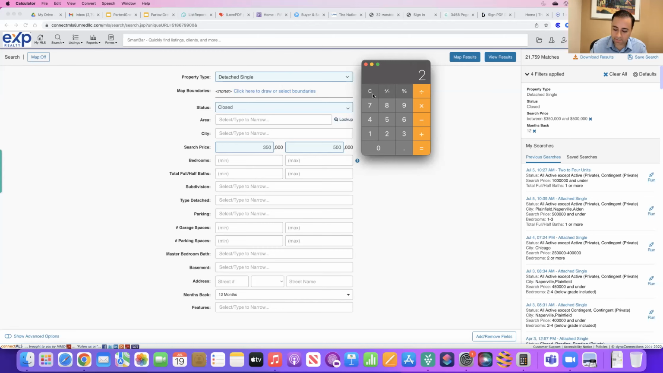So we take our active, which was 2147, divided by 1813. Here's your inventory right now. Here's your absorption rate, 1.18. So in this price range in the Illinois MLS, sellers still have the advantage. Does that make sense, Natasha?